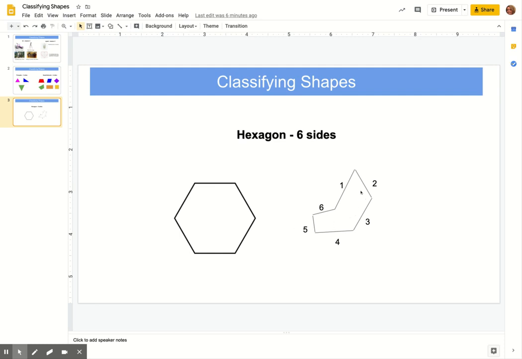But if you look at this shape right here that I drew, you wouldn't recognize this as any kind of shape that has a name. But you see how I counted the sides? It has 6 sides. So therefore, it's classified as a hexagon.